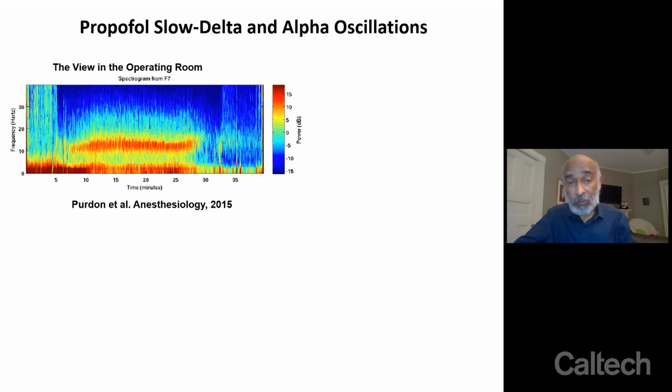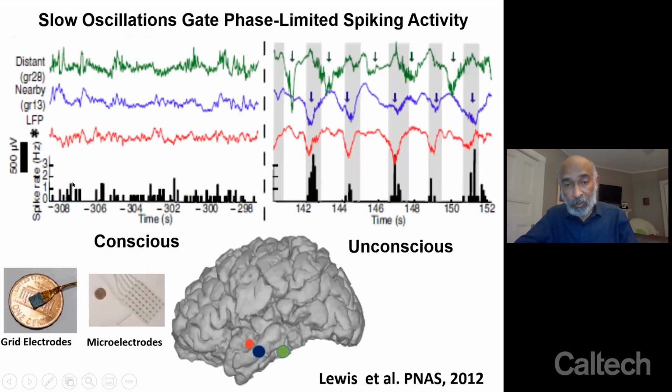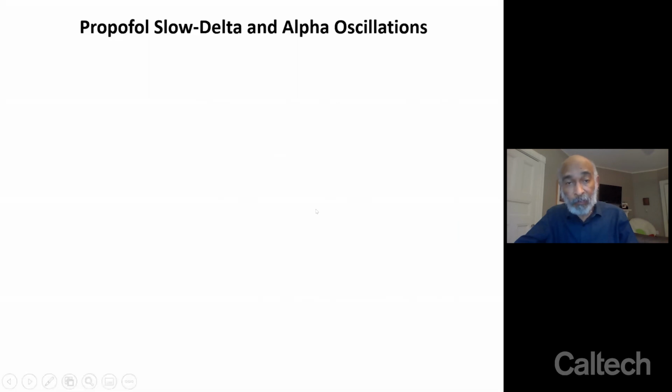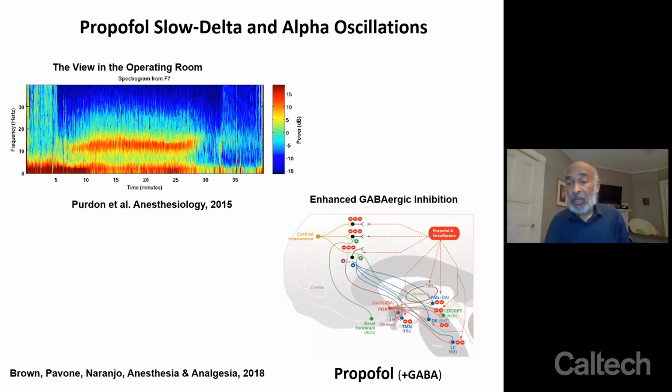So this is what propofol looks like if you look at the spectrogram over time. If you go back to the state here, you have a combination of slow oscillations and alpha oscillations. And that's what I'm showing you here. So this is someone who's anesthetized on a continuous infusion of propofol, and you see there are slow oscillations as well as alpha oscillations.